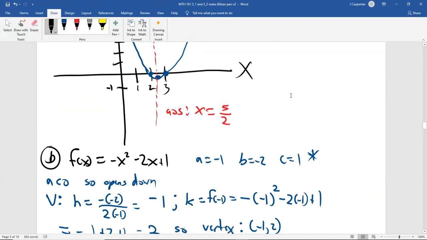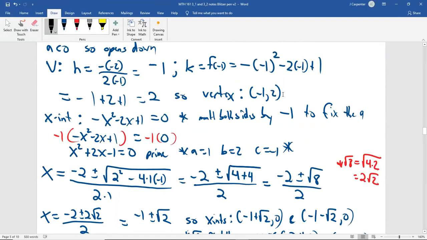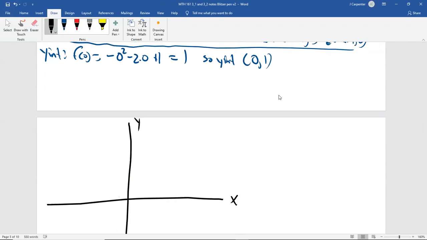All right, so vertex, negative 1, comma 2. So that's left 1, up 2. So here is our vertex point. Like I said, you can put a little V next to this if you're doing it by hand so that you can remember that's where it's going to do this or the other direction, which we know it opens down, so it better be the other direction.